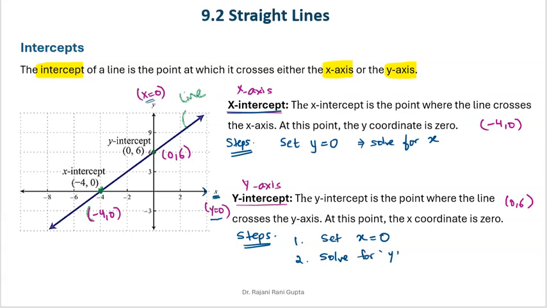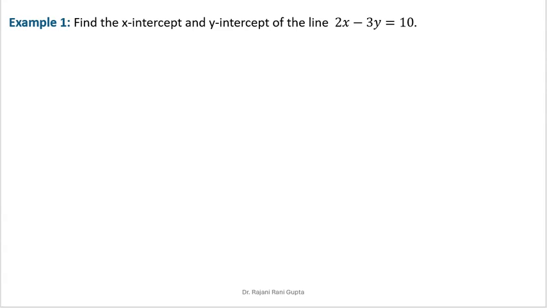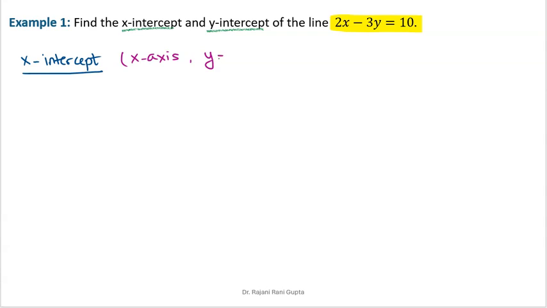Let's understand this with the help of an example. Suppose they have asked you to find the x-intercept and y-intercept of the line 2x minus 3y equals 10. So we will do it one by one. Let's start with x-intercept. x-intercept means it crosses the x-axis, which means y is 0. So let's write the line 2x minus 3y equal 10.